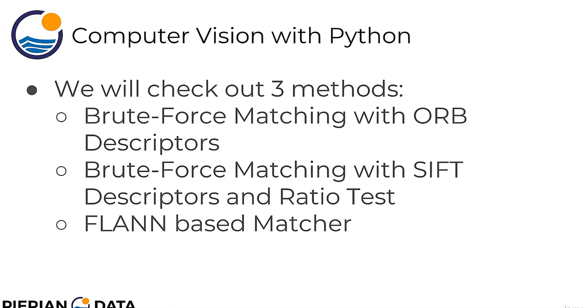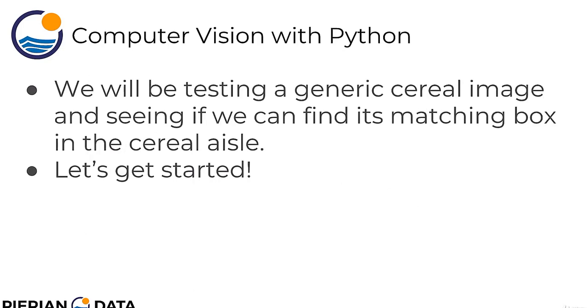We're going to be checking out three methods, the first being brute force matching with ORB descriptors, the second being brute force matching with SIFT descriptors and a ratio test, and then the third one being the FLANN-based matcher. What we're going to be testing is just a generic cereal image and seeing if we can find its matching box in a real-world image of the cereal aisle.